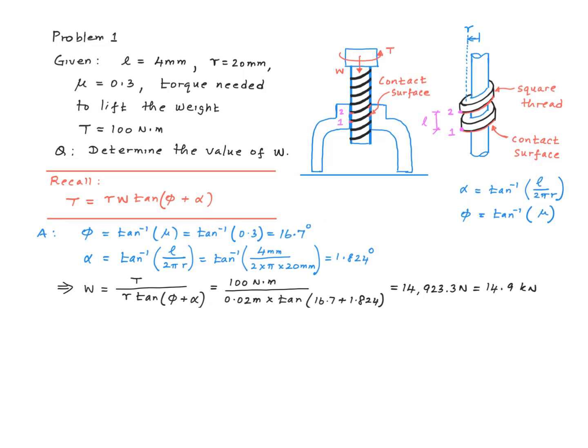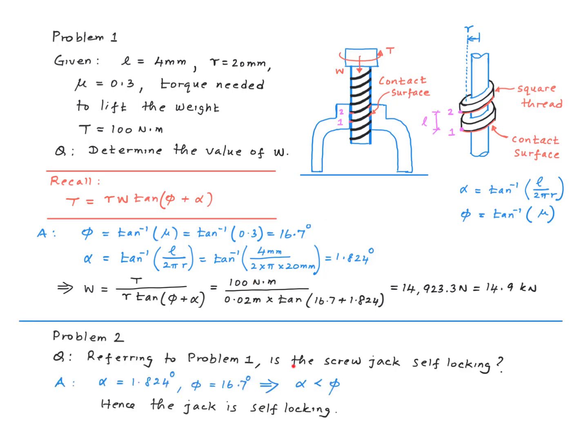Here are my calculations. Using this equation, phi is calculated to be 16.7 degrees. Using this equation, alpha is calculated to be 1.824 degrees. Rearranging this equation, W is related to the torque and the other parameters by this equation, and substituting the numbers, we get 14.9 kilonewton for the weight. The details are pretty straightforward, so I'll let you follow.